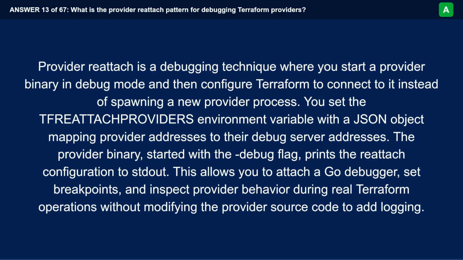You set the TF_REATTACH_PROVIDERS environment variable with a JSON object mapping provider addresses to their debug server addresses. The provider binary, started with the debug flag, prints the reattach configuration to stdout. This allows you to attach a Go debugger, set breakpoints, and inspect provider behavior during real Terraform operations without modifying the provider source code to add logging.